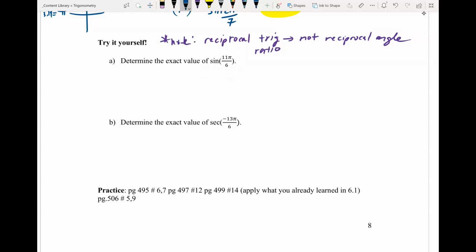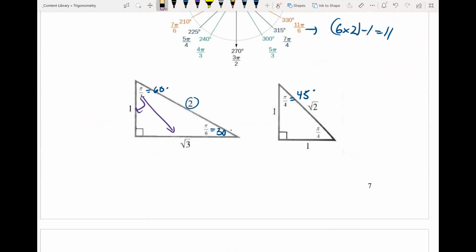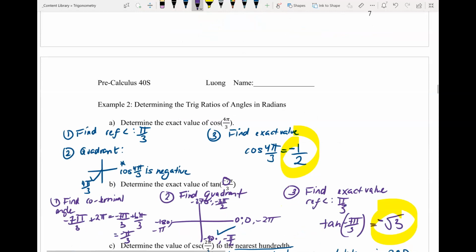For the first one, we're looking for sine of 11 pi over 6. That means pi over 6 is our reference angle. We would just get rid of this 11 to help us determine what our reference angle is. And then we're going to use our triangle to help us determine what sine pi over 6 is. So looking back at our special triangle, sine of pi over 6 is opposite over hypotenuse, which is a half.